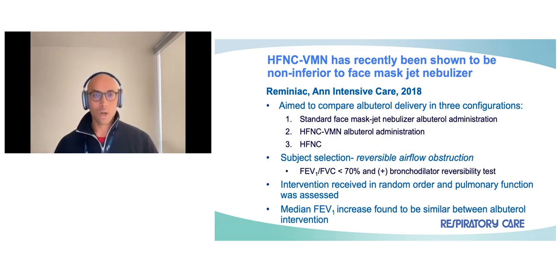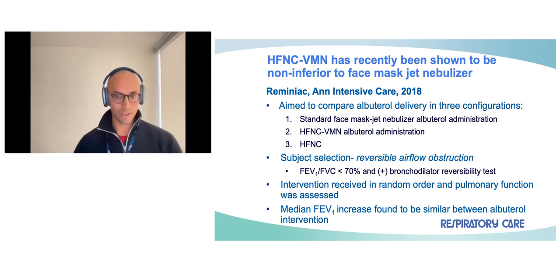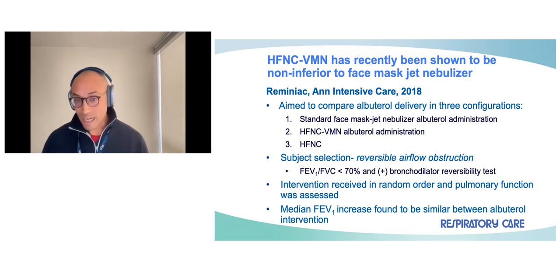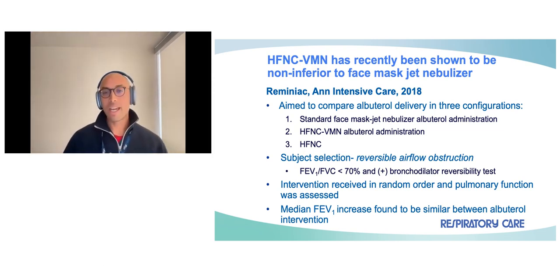Now, what about looking at high flow with vibrating mesh nebulizers? High flow with vibrating mesh nebulizers has recently been shown to be, and here's this term, non-inferior to face mask jet nebulizers. In this article by Reminiak, which is cited quite a bit, they wanted to compare albuterol delivery in 3 configurations. Number 1, regular face mask jet nebulizer. Number 2, high flow with a vibrating mesh nebulizer. And number 3, just a high flow.